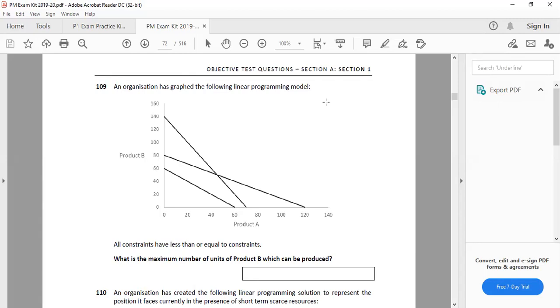There is a graph given. On the x-axis, we have product A, and on the y-axis, we have product B. There are three constraints. We see the first line, then the second line, then the third line. All constraints are less than or equal to constraints. So the shaded portion will be less than or equal.